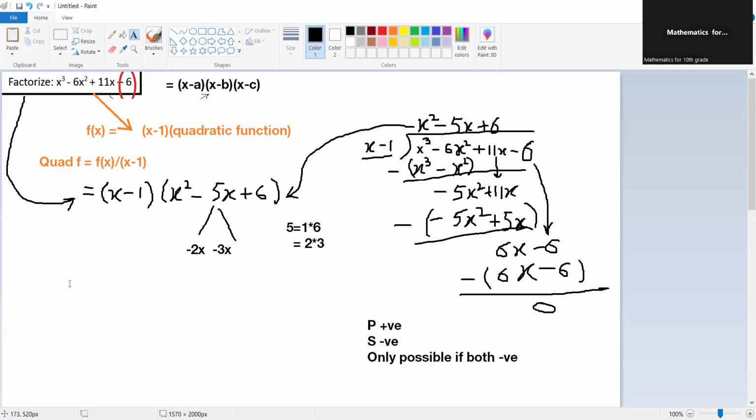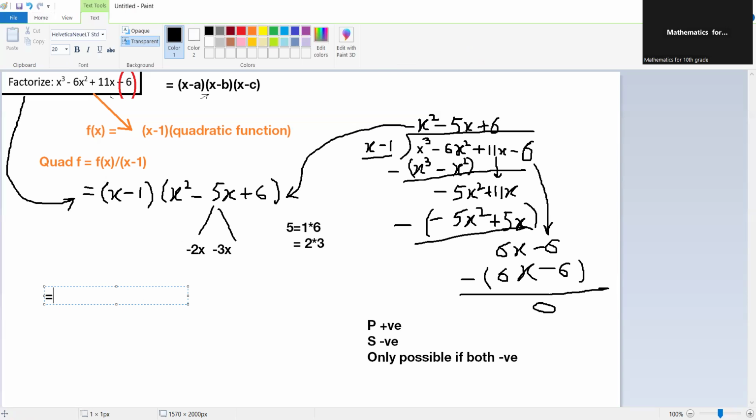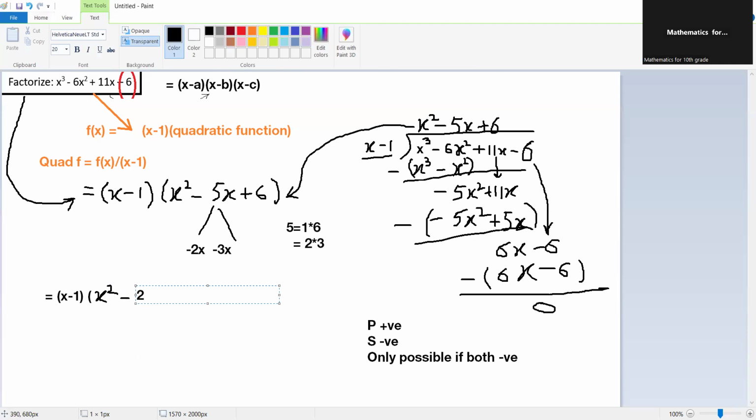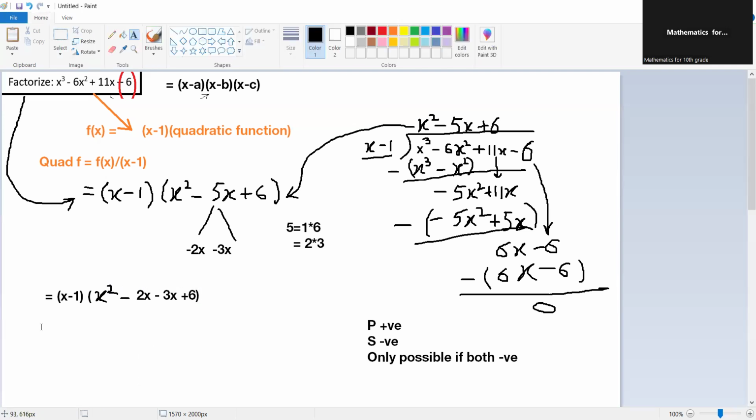This is how we factorize. It is equal to x minus 1, the original factor got by trial and error, into x square minus 2x minus 3x plus 6, right?